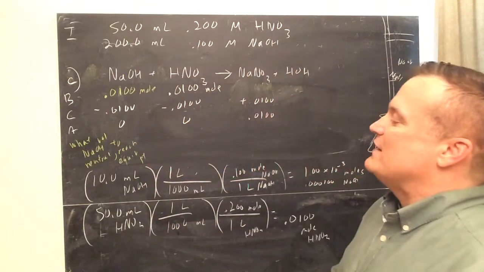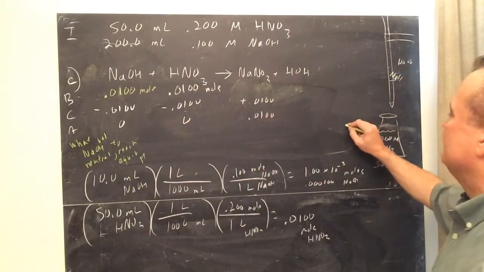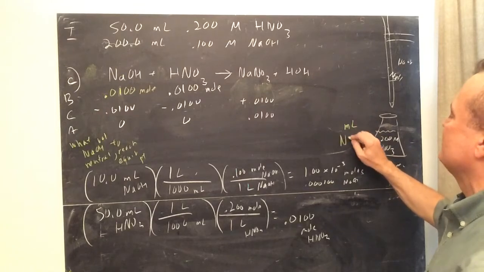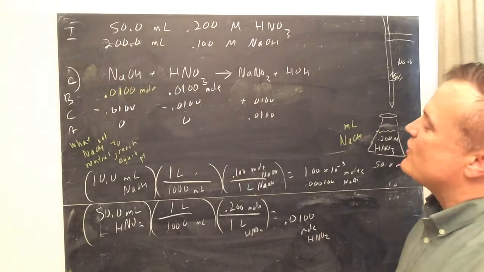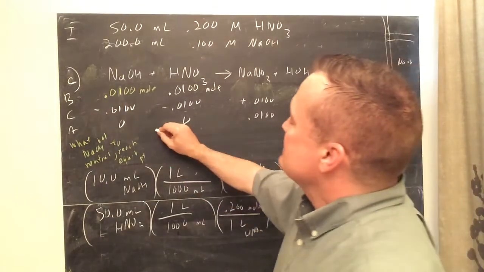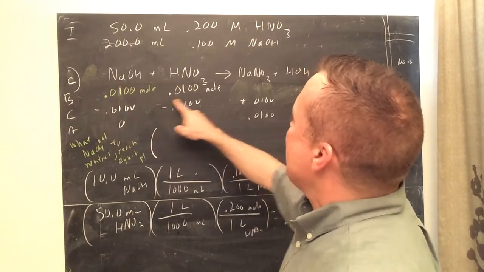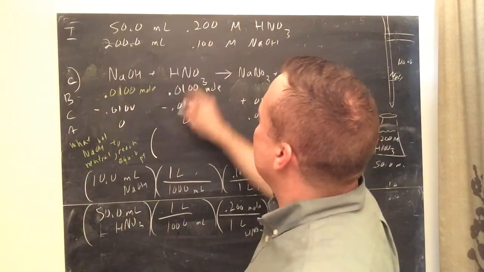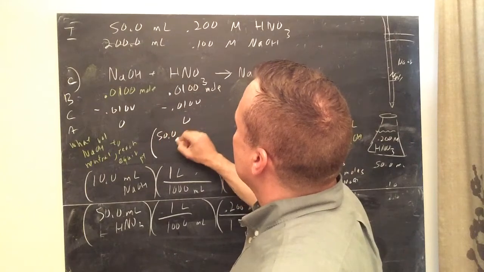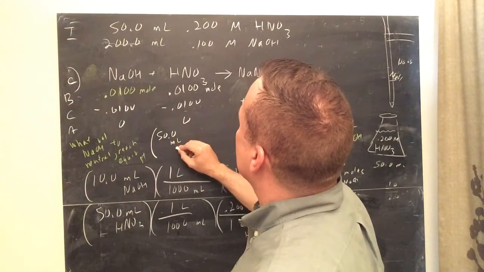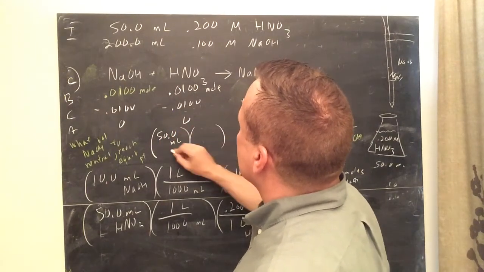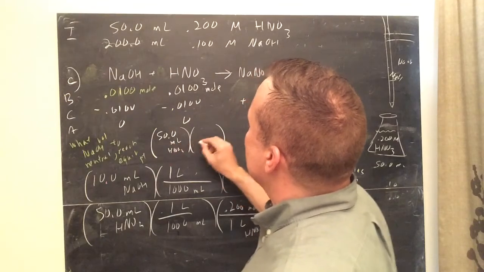Well, what volume of NaOH will be needed? In other words, I want to get milliliters of NaOH right here. And I'm going to start, on this side, with what I had of HNO3: 50 milliliters of HNO3. Can you remember this from last semester?